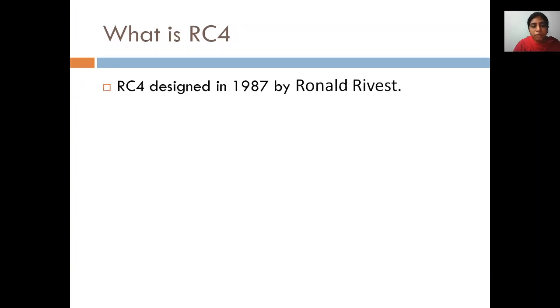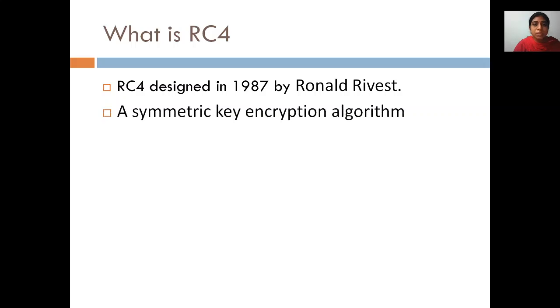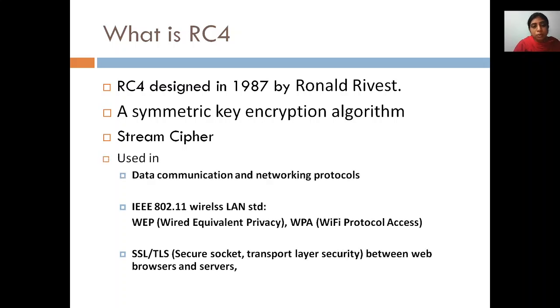In the RC4 algorithm, designed by Ronald Rivest in 1987, it is a symmetric key algorithm and also uses a stream cipher. It is generally used in data communication and network protocols. It is related to IEEE 802.11 wireless LAN. It is used in WEP and WPA, and it is used generally between web browsers and servers.